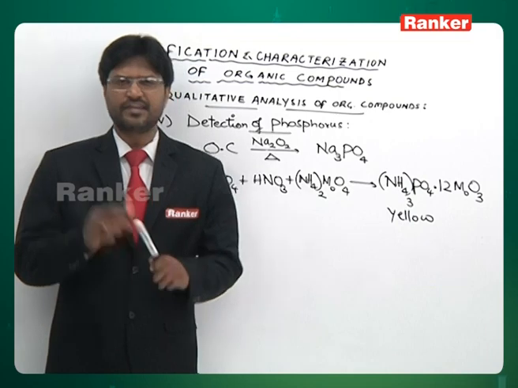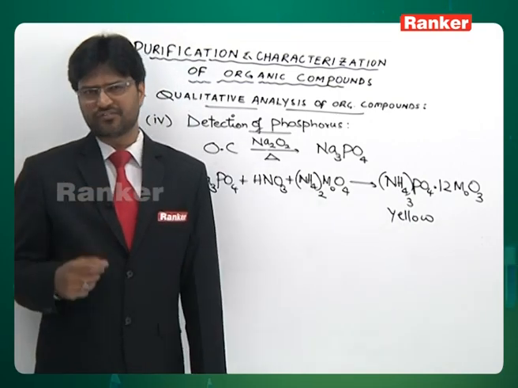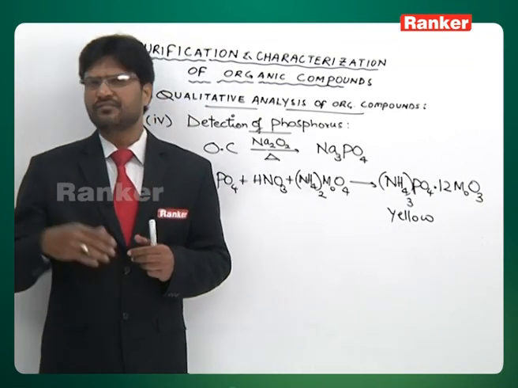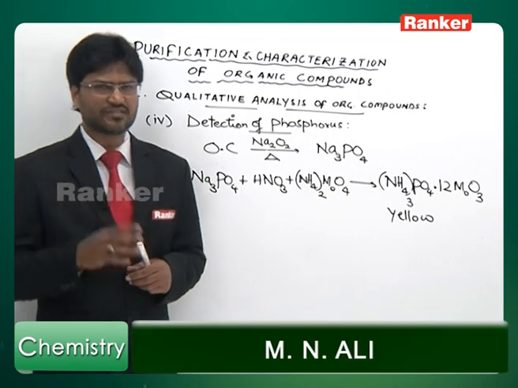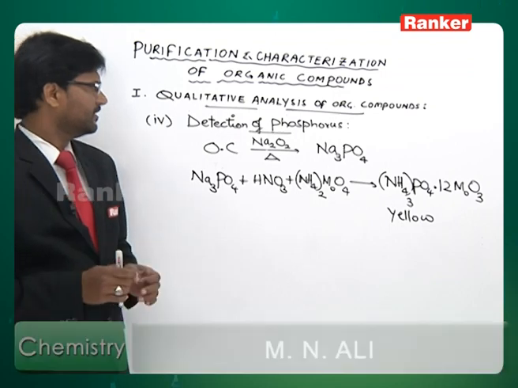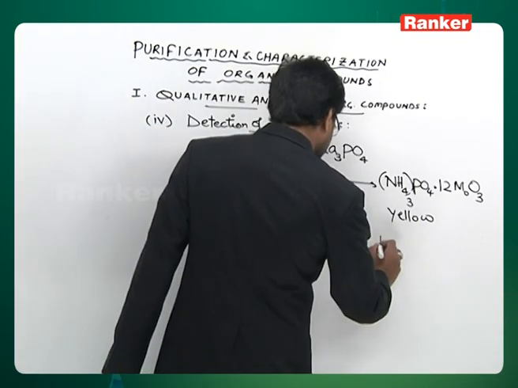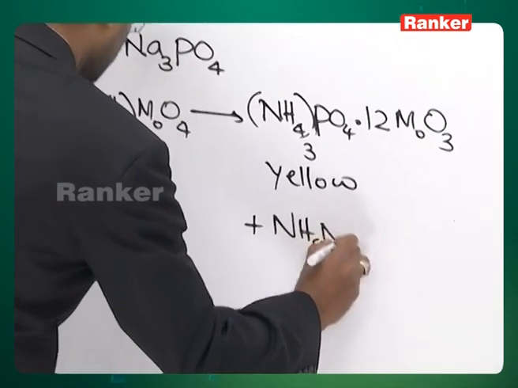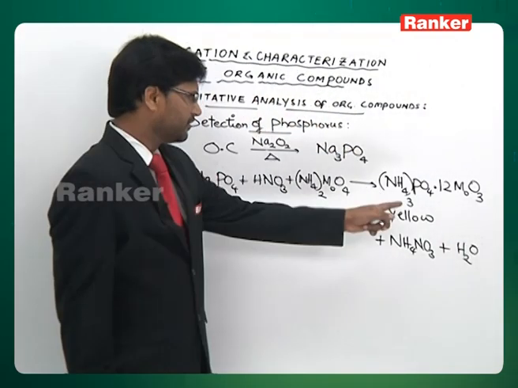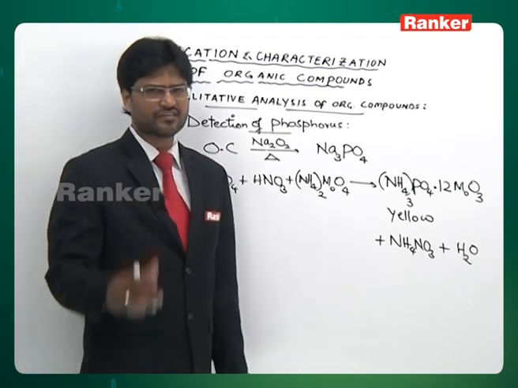Organic compound is heated with an oxidizing agent, sodium peroxide is preferred. Here you get Na3PO4. To this we add nitric acid and ammonium molybdate and we end up with a yellow colored substance which is ammonium phosphomolybdate. This is regarding detection of phosphorus in the organic compound. You also get ammonium nitrate and water in this reaction. Anyhow, not that very important. What is important for us here is formation of ammonium phosphomolybdate, which has a yellow coloration.